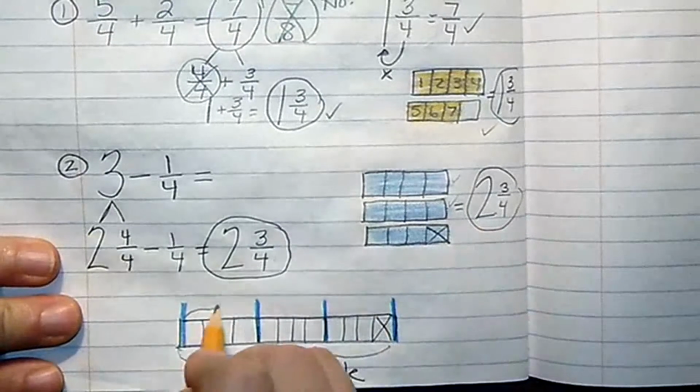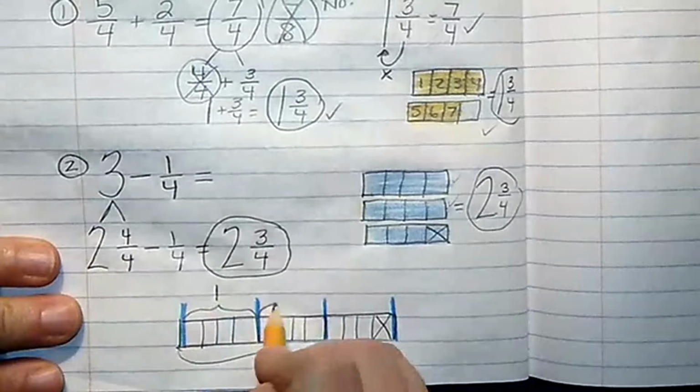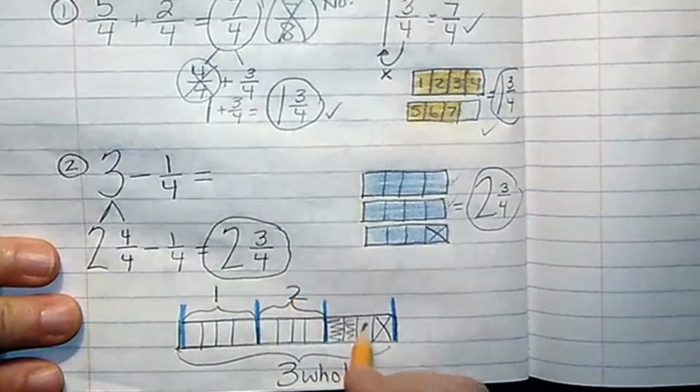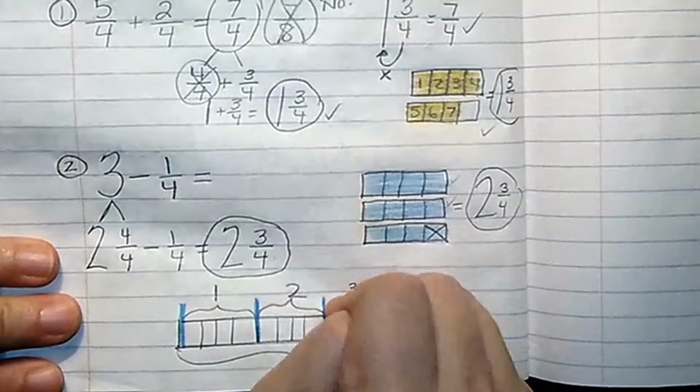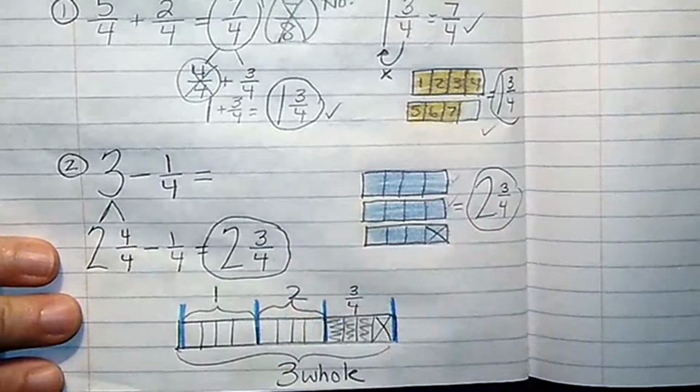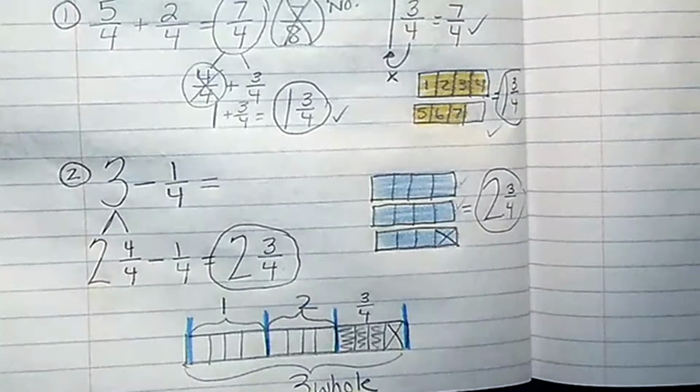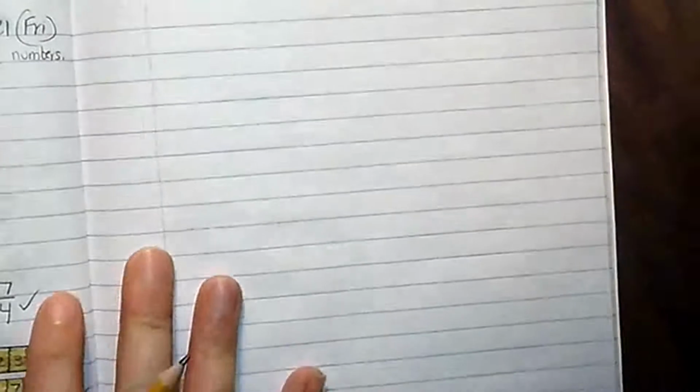Now I have 1, 2, and let's see, 1, 2, 3/4. 2 and 3/4 is still my answer. That's how we can triple check your work. All right, so let's try a couple more, and then you can pick the way that you like best for your practice today. Here's number 3.